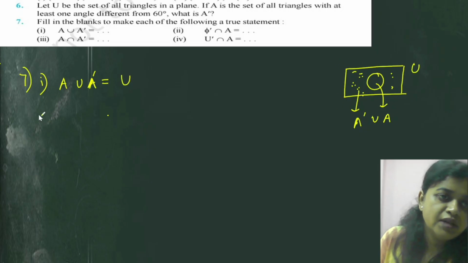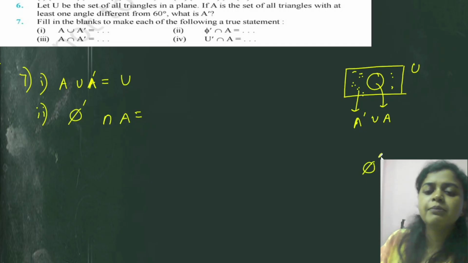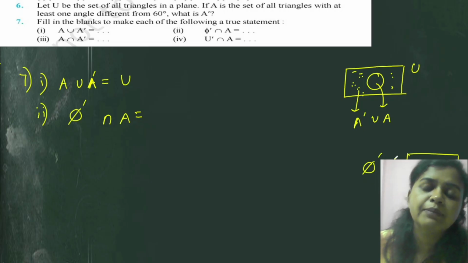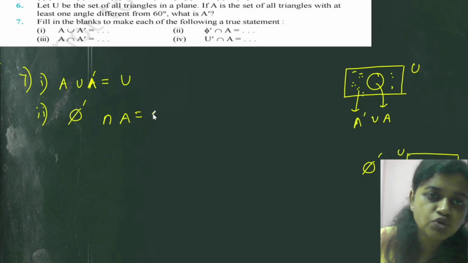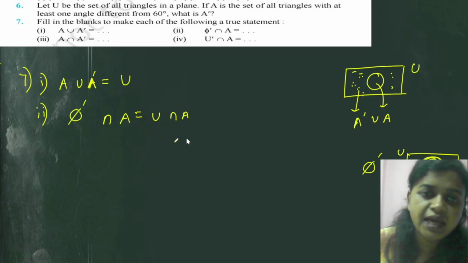So we will get U. Next, 2. Phi dashed union intersection A. The phi complement, phi dashed means what? This is universal set, and phi means empty set. So complement of phi means U minus phi, means U. So U intersection A. Suppose this is A, and this is U. So if you find the intersection portion, we'll get A.